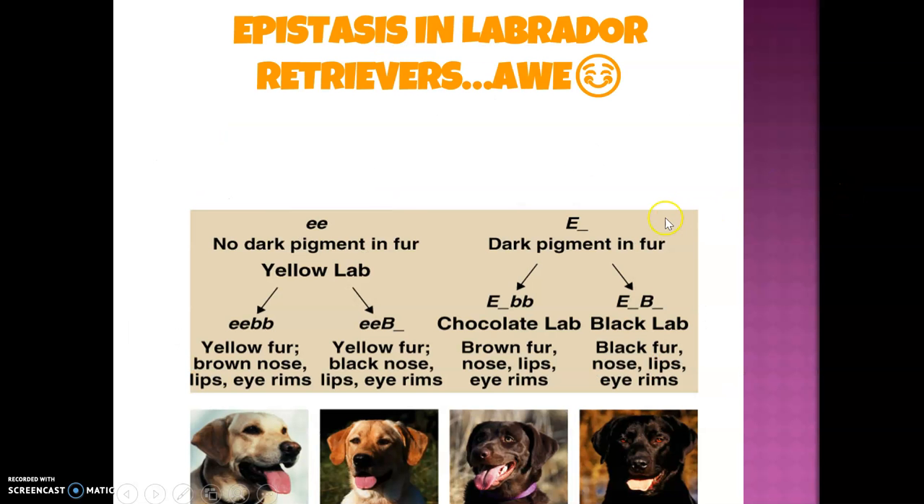So in laboratory retrievers, oh my God, look, it's dogs. Yay. So if you have no dark pigment in your fur, you're going to have your recessives. But if you have dark pigment in your fur, that's where you're going to get chocolate and black labs. If there's no dark pigment in the fur at all, you're going to get yellow labs. And this even affects their nose color, their lip color, and the rims of their eyes.